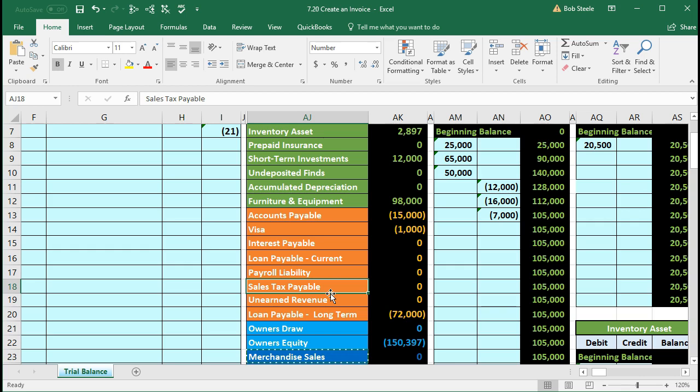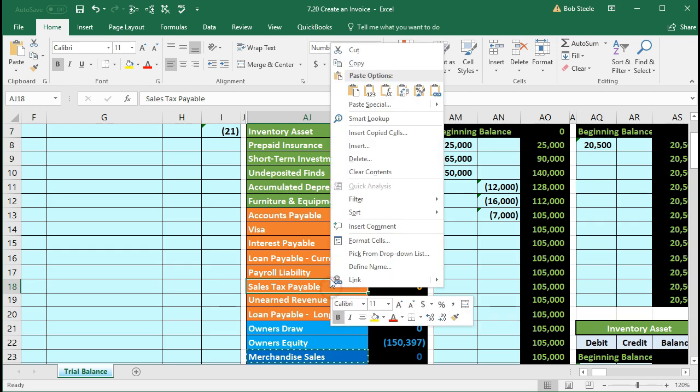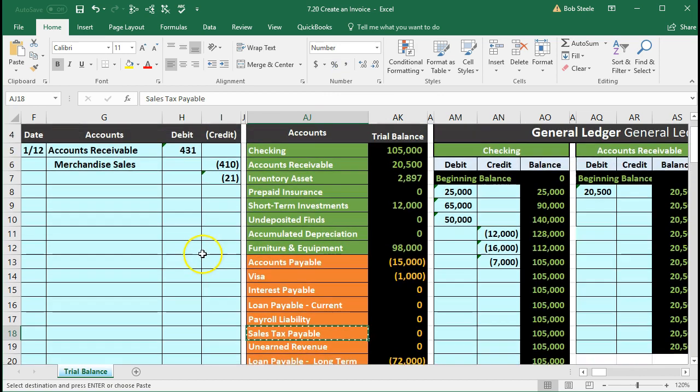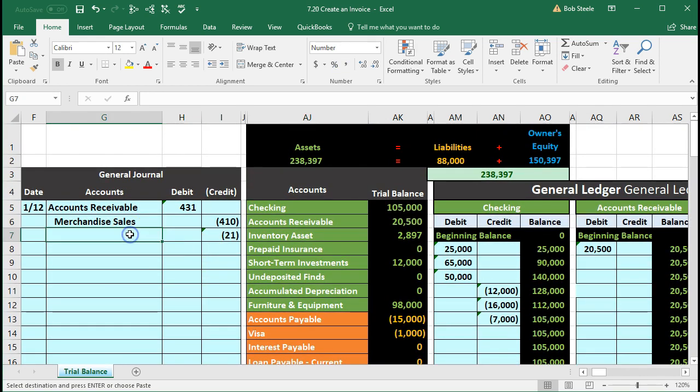The bad thing's going up. We owe more money to the state, and therefore we're going to do the same thing to it as its normal balance, another credit. So we will copy this, scrolling back up, and put that in G7. Paste it 1, 2, 3. That's going to be our journal entry.